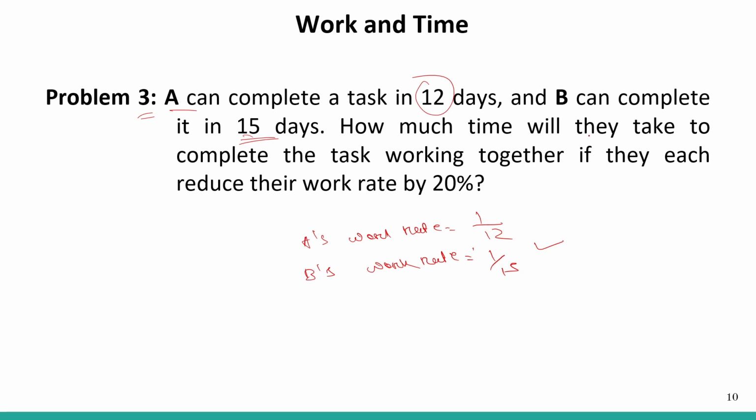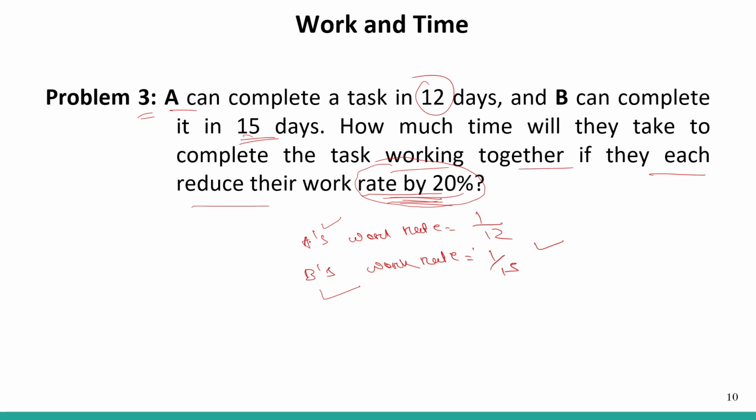So how much time will they take to complete the task working together if they each reduce their work rate by 20%? Okay, so that is working together, they reduce their work rate by 20%. Individually, A works at 100% efficiency and B works at 100% efficiency. But now A and B work at 80% of their capacity.